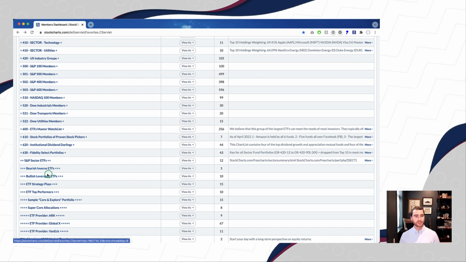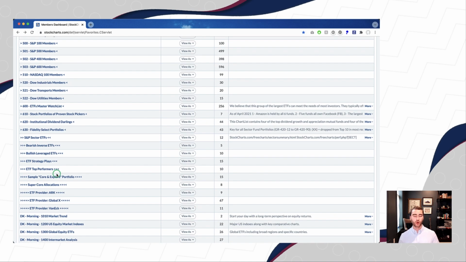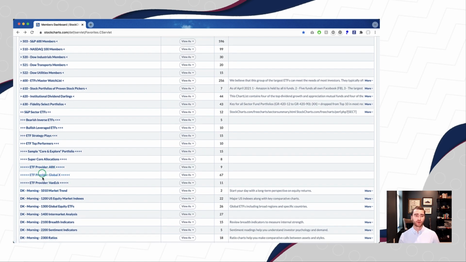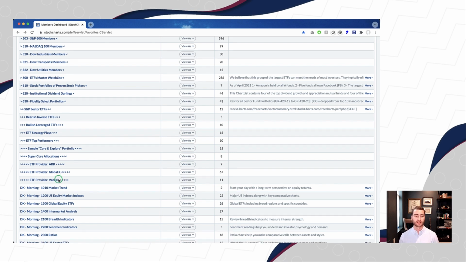Some strategy lists as well. So I've got a list of some different bearish inverse ETFs, bullish leveraged ETFs. I keep lists for quite a wide range of different things. Also specific ETF providers. So for instance, ARK, someone we hear a lot about. I've actually got a specific list for ARK ETFs, all of those ARK funds in one list. I've got one for Global X ETFs, one for Van Eck ETFs. So I have a couple of those ETF providers that I've called out as doing interesting things. Global X, for instance, does a lot of thematic ETFs. So I like to track some of those Global X ETFs.